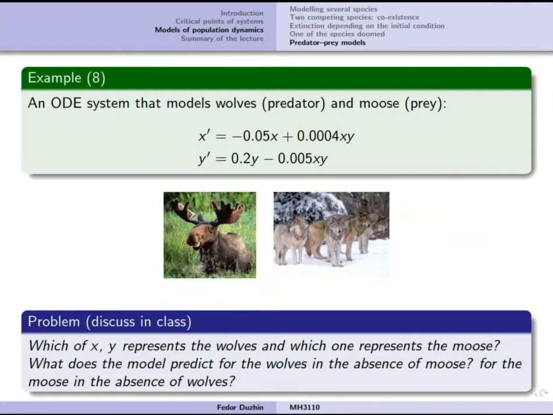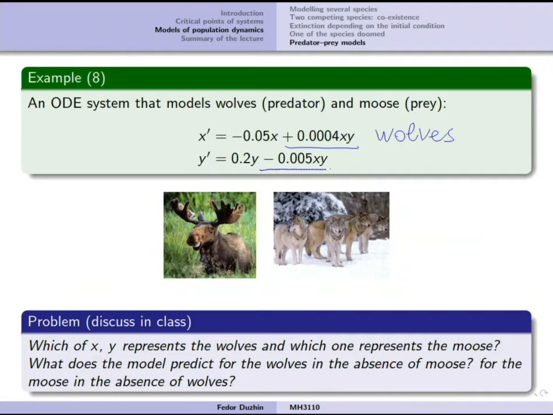So the coefficient at xy in the equation for x is positive, meaning that the presence of y is good for x. But then the presence of moose is good for wolves, because wolves eat moose. So therefore, x prime has to be wolves.